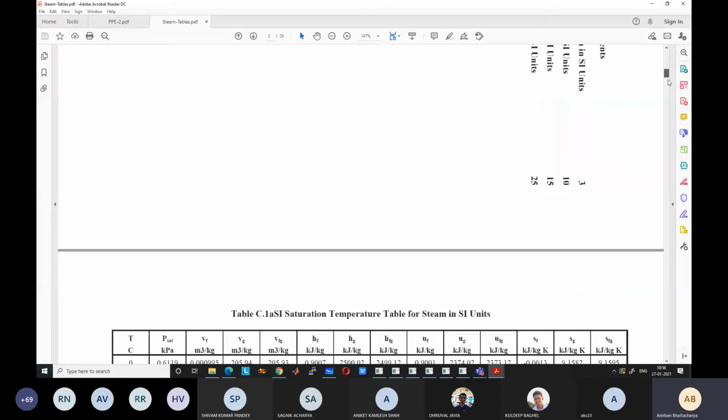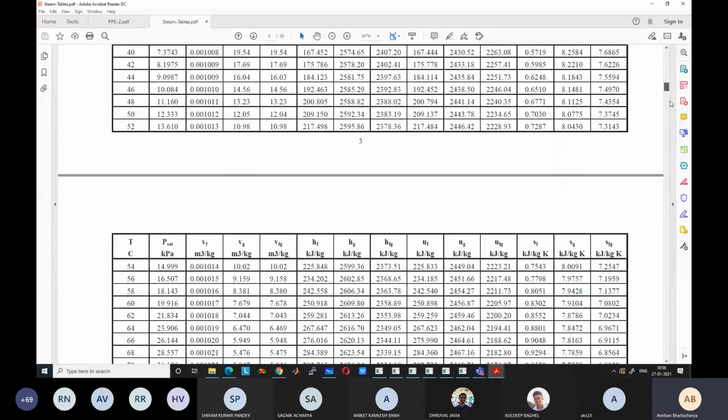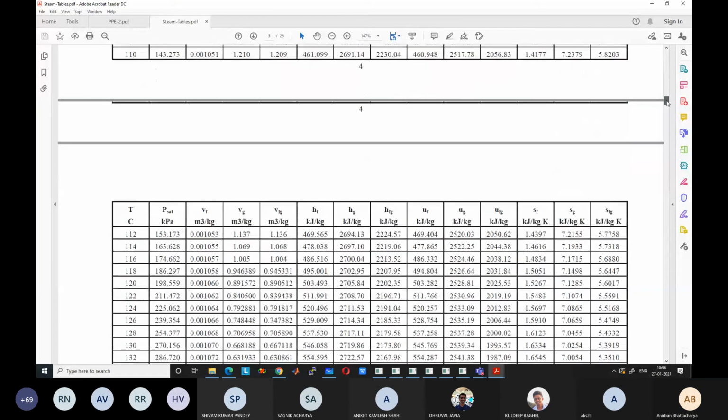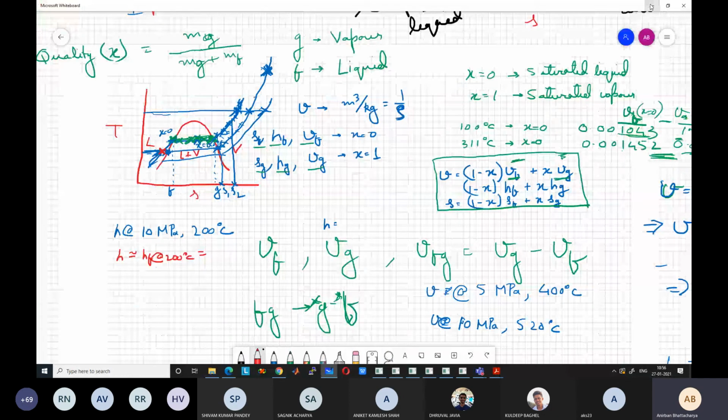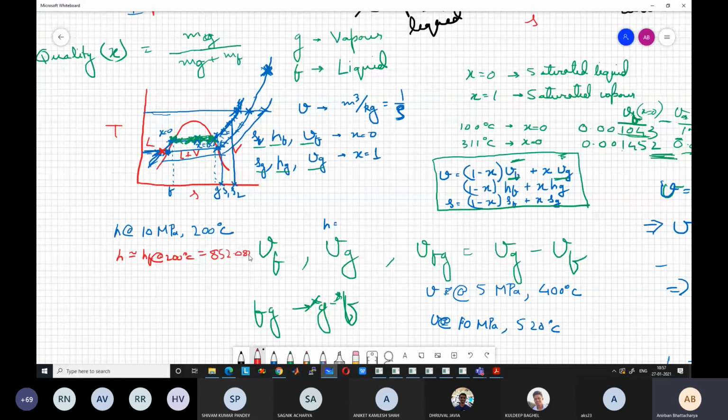So Hf is 852.082 kilojoule at the same temperature, not at the same pressure. Your enthalpy is a strong function of temperature, so you have to take it at the same temperature, although the Hf was at a different pressure. Instead of 10 MPa, the actual pressure was 1.55 MPa, but this value will not change much. 852 will change slightly, but this is the common practice.